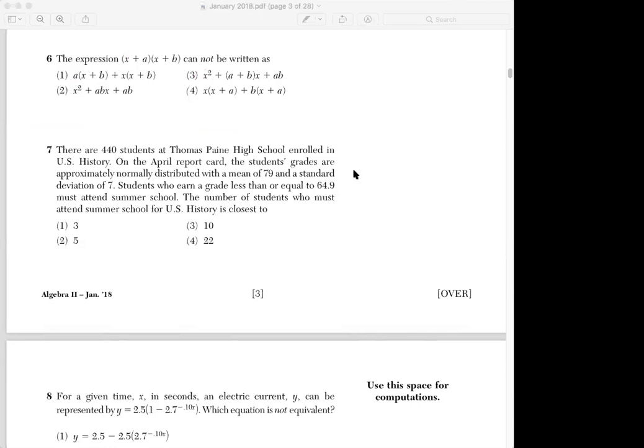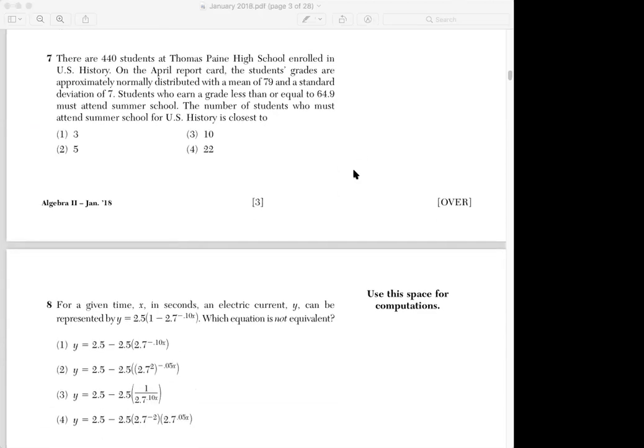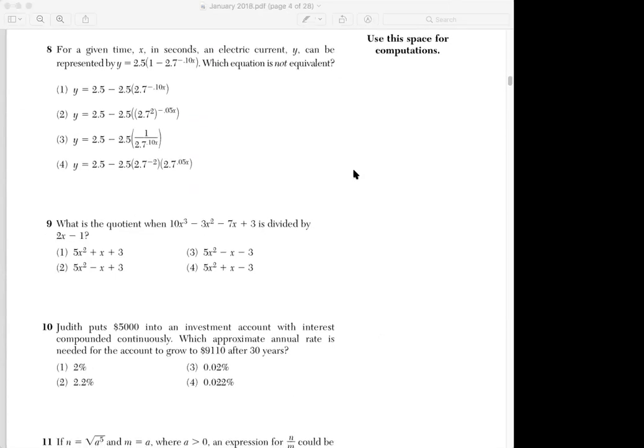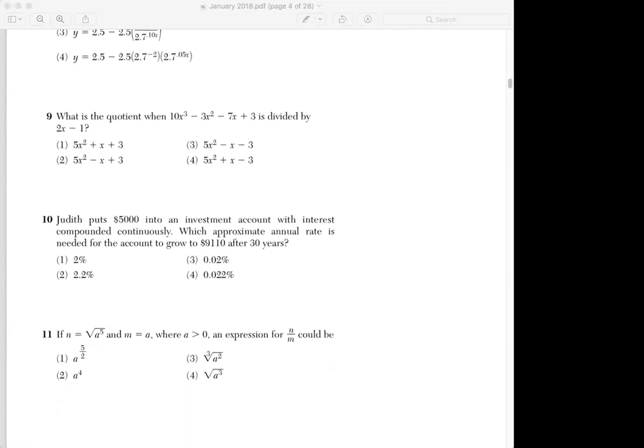Okay, 7, not going to do that. 8, I'm not going to do that. 9, easy. Remainder theorem. I'm sorry, long division.